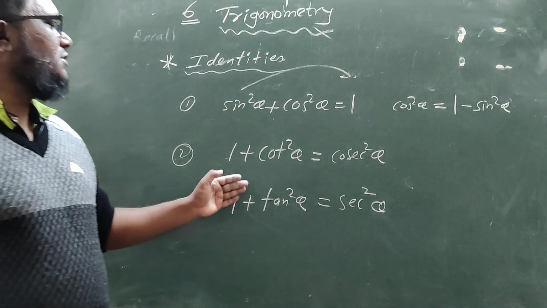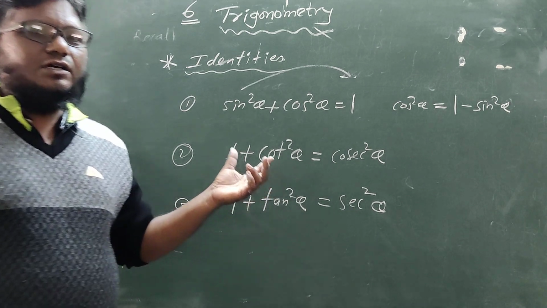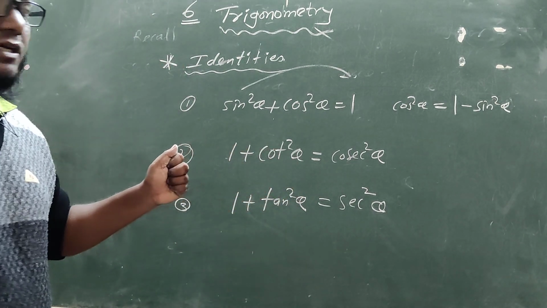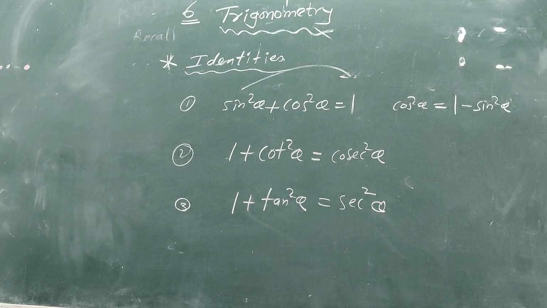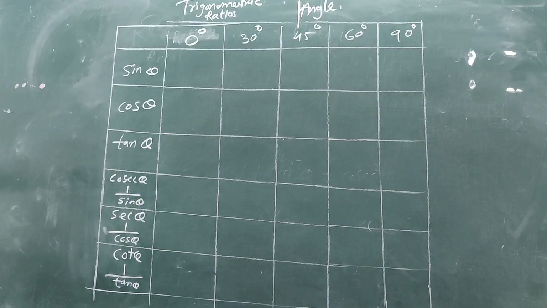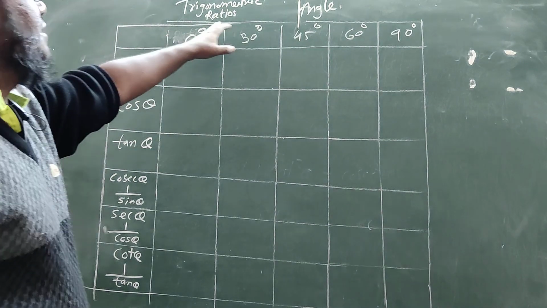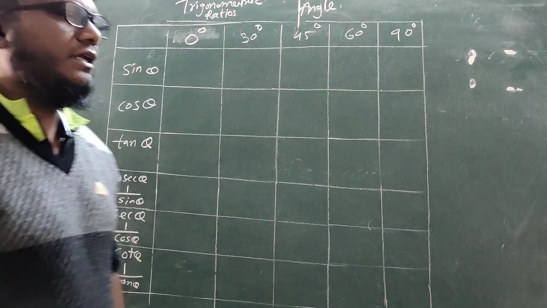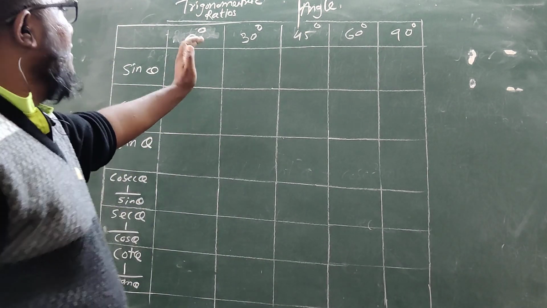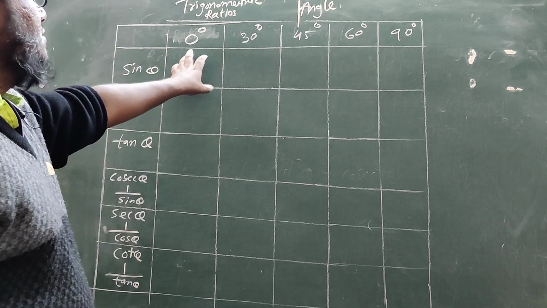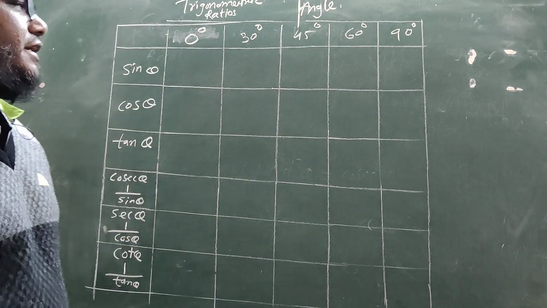Now we are going to see the trigonometric ratio table. This table is also going to play a very important role while solving the trigonometric examples. Now, dear students, I have prepared here a trigonometric ratios table, and these are the angles: 0 degree, 30 degree, 45 degree, 60 degree and 90 degree. In 9th standard we have seen only these three angles, 0, 30 and 45. Now in 10th standard these two angles, 60 degree and 90 degree, are added.